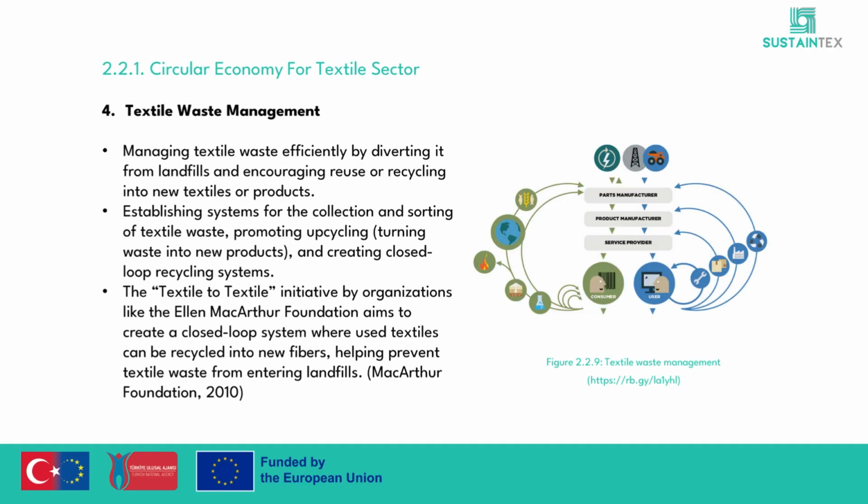The fourth aspect is textile waste management, meaning to manage textile waste efficiently by diverting it from landfills and encouraging reuse or recycling into new textiles or products. To establish systems for the collection and sorting of textile waste, promoting upcycling, turning waste into new products, and creating closed-loop recycling systems. The Textile to Textile initiative by organizations like the Ellen MacArthur Foundation aims to create a closed-loop system where used textiles can be recycled into new fibers, helping prevent textile waste from entering landfills.